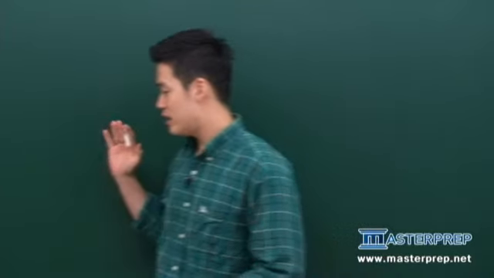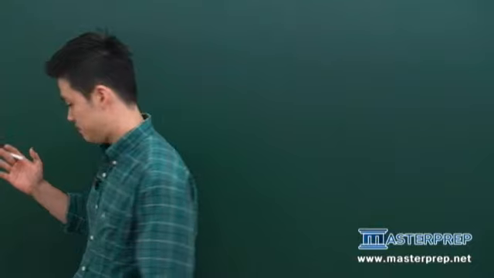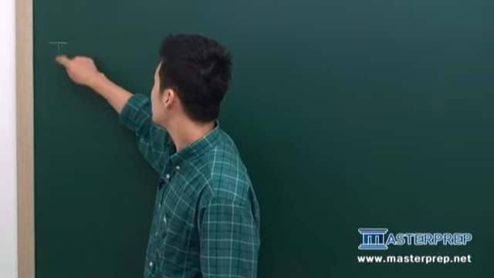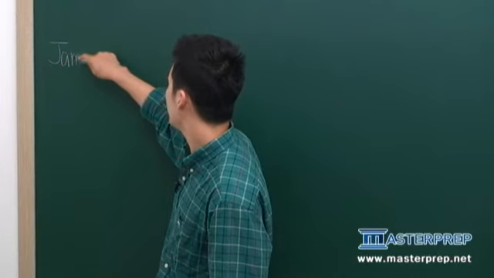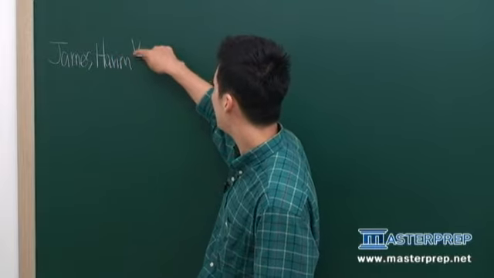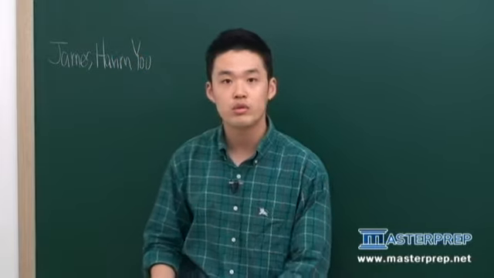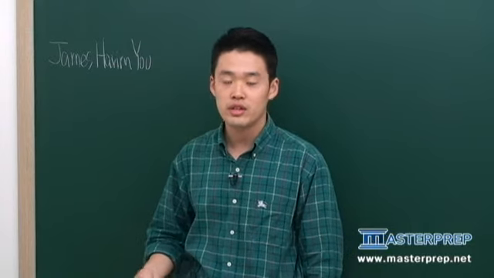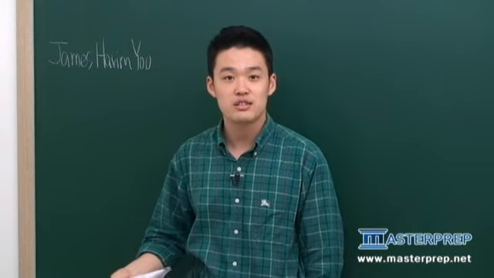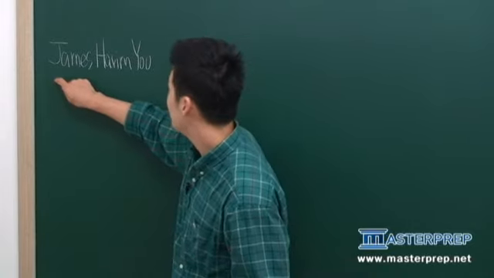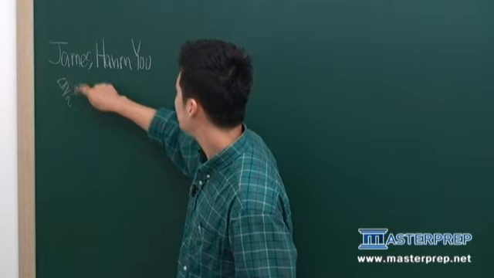So let's go to the board and let me write down something that you should know from me. My name is James Harim. I go to Northwestern University, and I'm a math major. This SAT is a pretty easy concept, so I wrote something as a book.